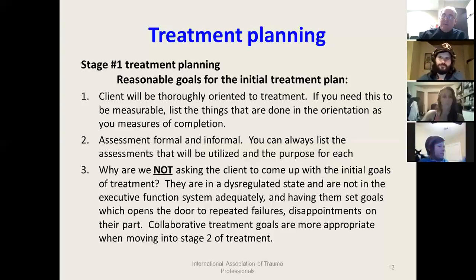And again, here's my rationale. Why are we not asking the client to come up with these initial goals for treatment? They are in a dysregulated state and are not in the executive functioning system adequately, and having them set goals will open the door for them to have a failure. And they've had plenty of failures already. We do not want to activate that with them. Questions?